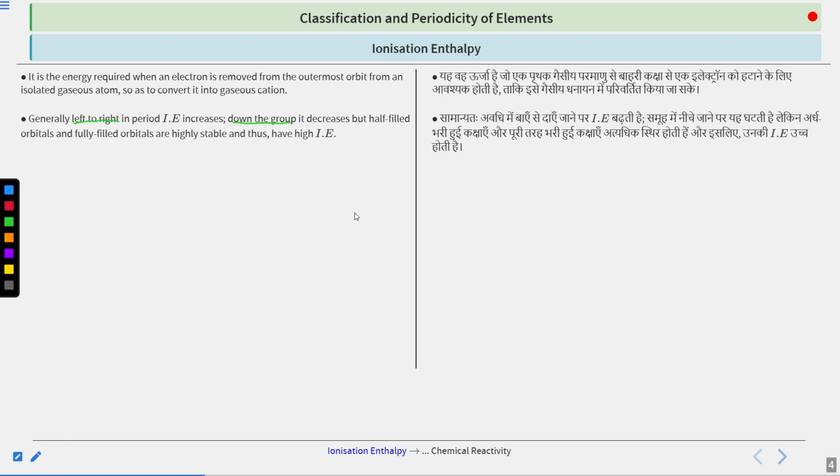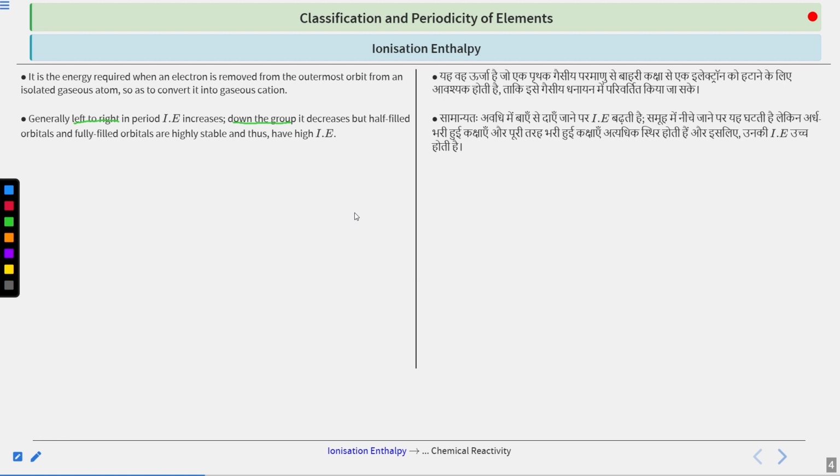But there are some exceptions also. For one exception, you will see it if you are removing an electron from a half-filled or a fully filled orbital. Whenever you remove an electron from a half-filled or fully filled orbital, we need comparatively high energy, and that results in an exception. But what is the reason behind it? The reason is the exchange energy.